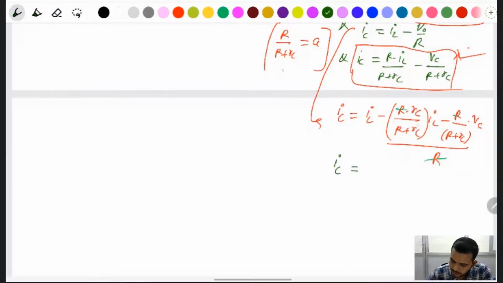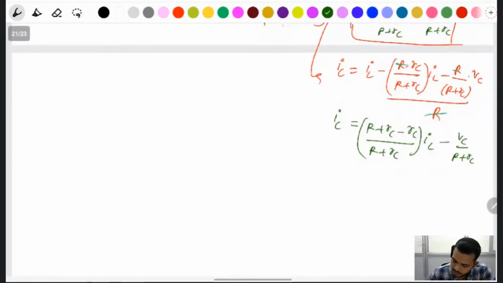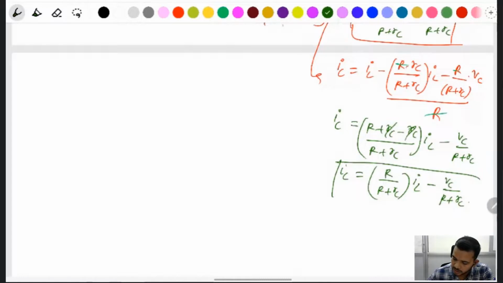Take R plus RC common in IL. You can take R plus RC common in IL and find (R plus RC minus RC) divided by (R plus RC) into IL, minus here VC divided by R plus RC. And then this RC cancels out. IC is equal to R divided by R plus RC into IL minus VC over R plus RC.